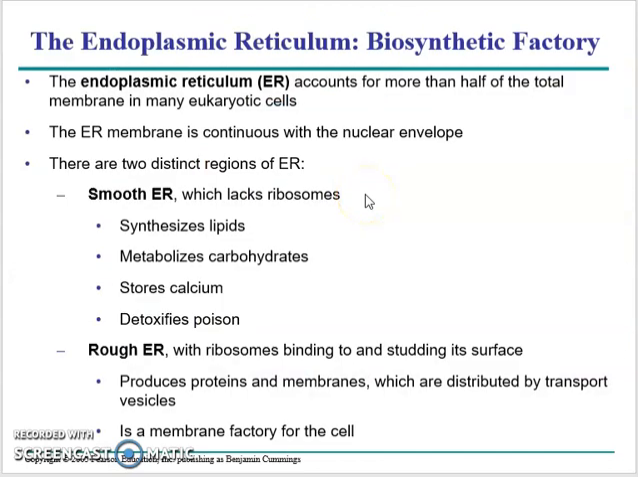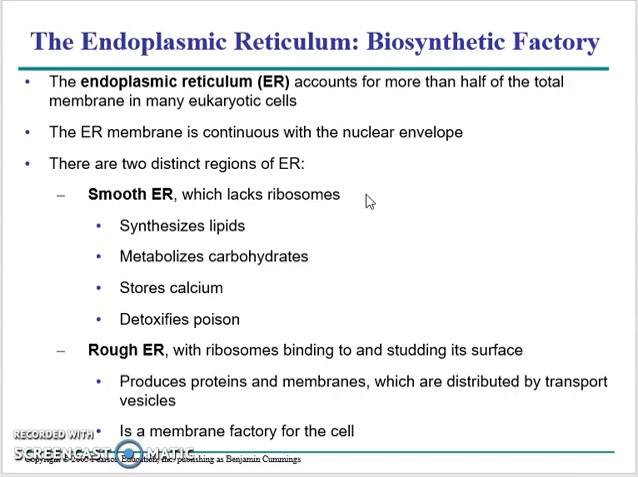So this endomembrane system accounts for more than half of the total membrane in many eukaryotic cells. So cells aren't just bags of water with a nucleus inside. There's a lot of organization, a lot of structure inside, and the endoplasmic reticulum makes up a good amount of the membrane that is inside of a cell. So the ER membrane, endoplasmic reticulum in other words, is continuous with the nuclear envelope.